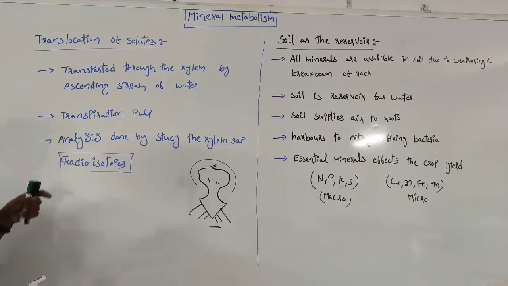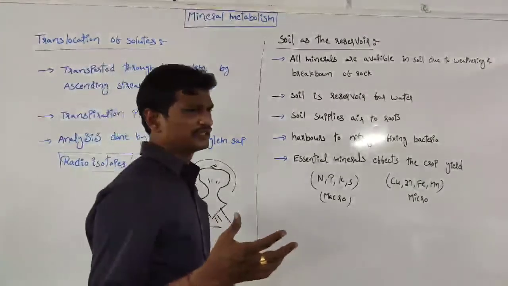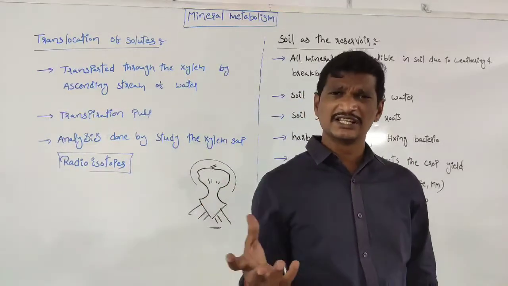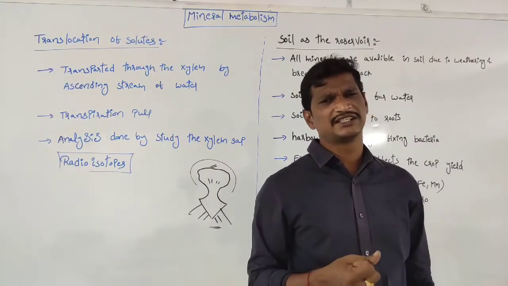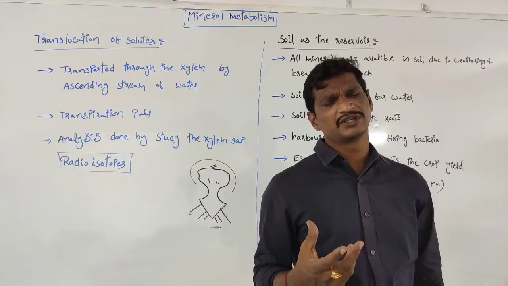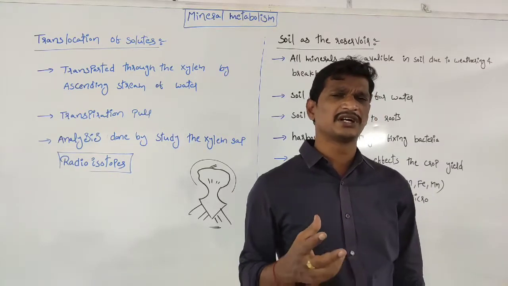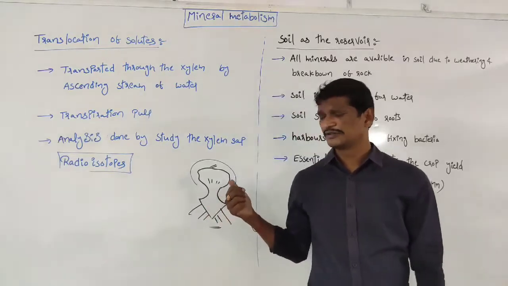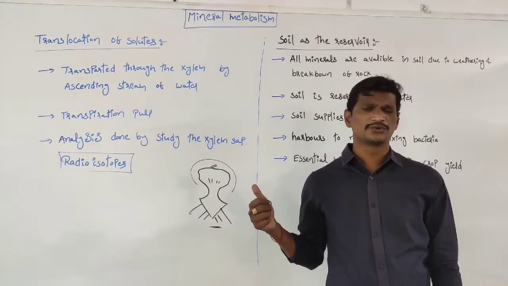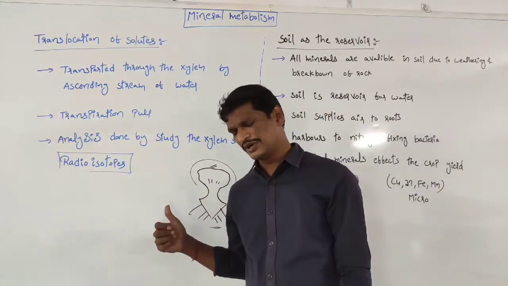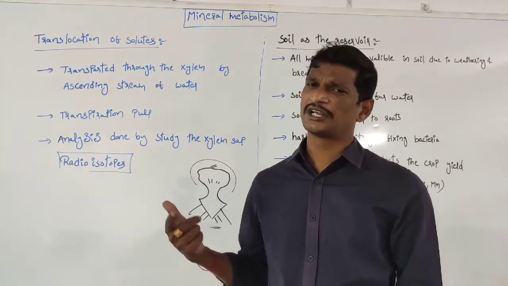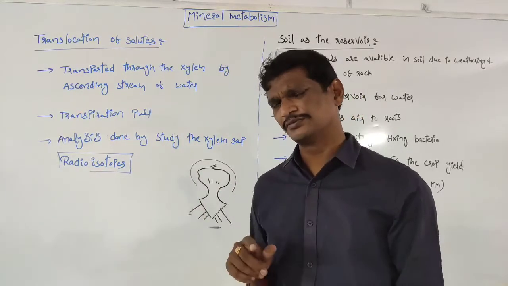And the transpiration pull is supporting here. That is nothing but the transpiration mechanism. Analysis is done by studying the xylem sample. Whatever the plant cells, within those xylem cells the sap is collected, and the sap is used for identification of different types of minerals by using some radioactive elements. Here, by the usage of radioisotopes, we identify the different types of minerals which are transported through the xylem, right?